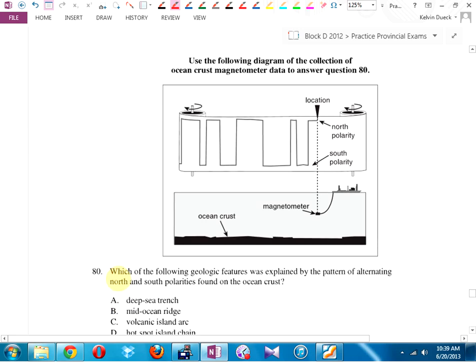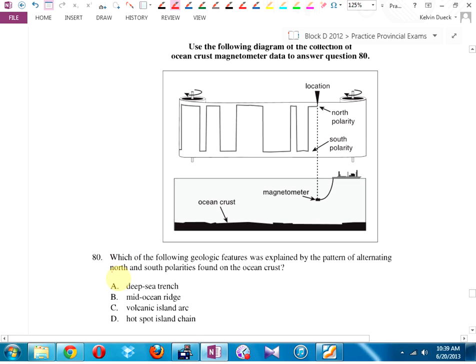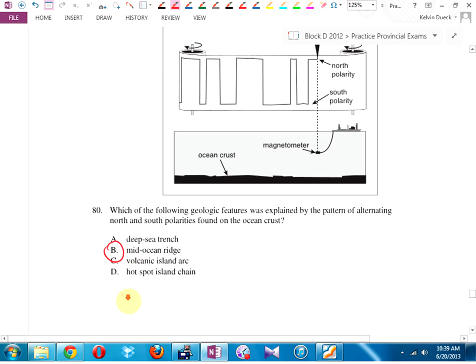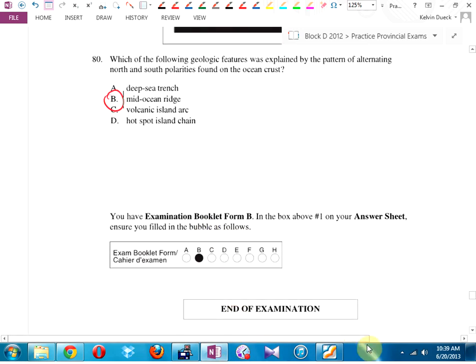Here's our magnetometer. Which of the following geologic features was explained by the pattern of alternating north and south polarities found on the ocean crust? Also added to evidence for mid-ocean ridges, because we knew when the north and south pole had traded places, and we could detect that in the rock itself, because when the rock was liquid, the iron pointed one way, and then when new rock was formed, when the poles had switched, now the iron pointed another way, and you literally see this ribboning pattern. There is one exam, boys and girls.